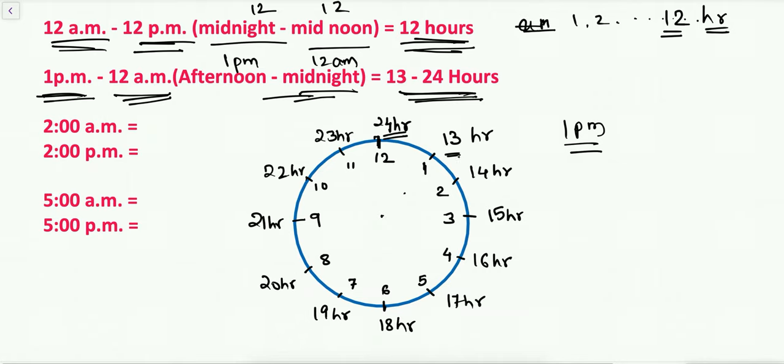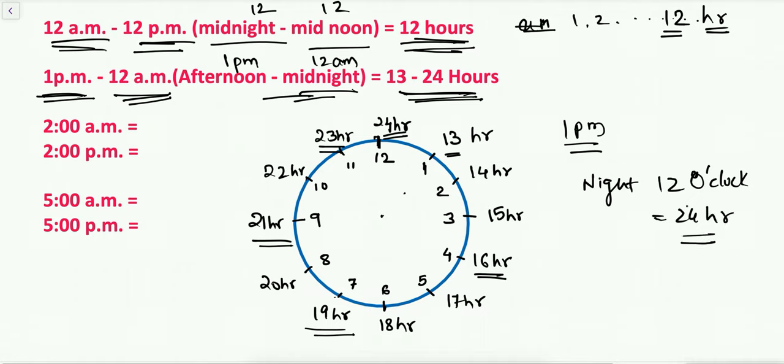Afternoon 1 o'clock is 13 hours, evening 4 o'clock is 16 hours, evening 7 o'clock is 19 hours, night 9 o'clock is 21 hours, night 11 o'clock is 23 hours, and night 12 o'clock is 24 hour. So this is how the 24 hour system works.